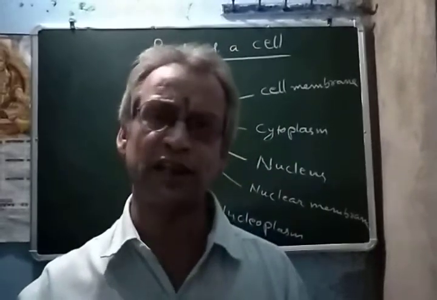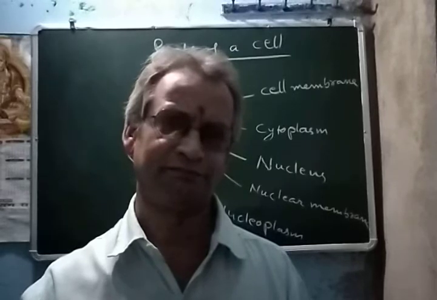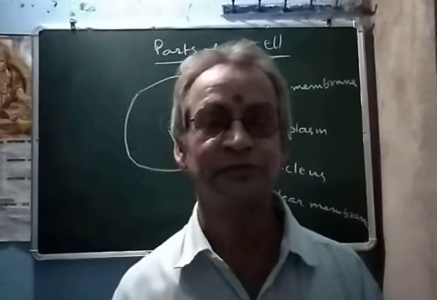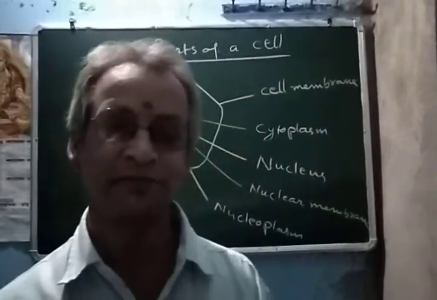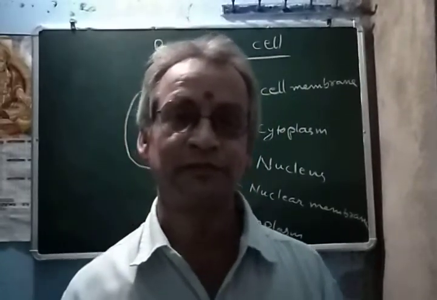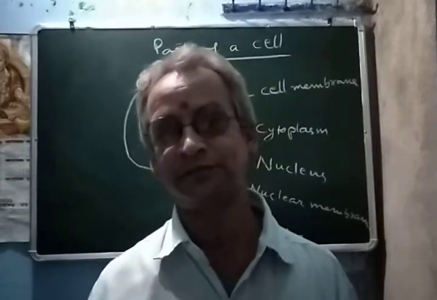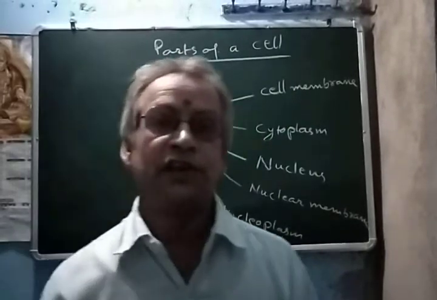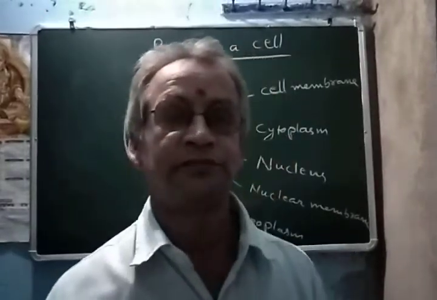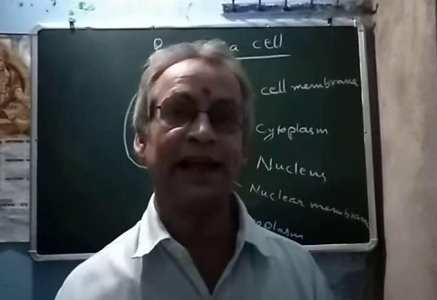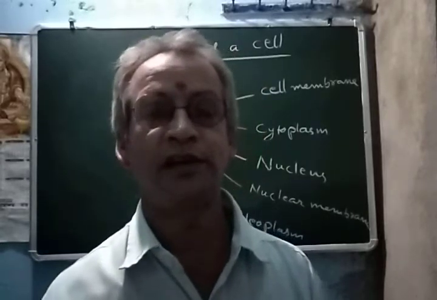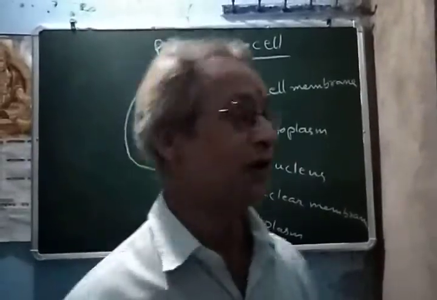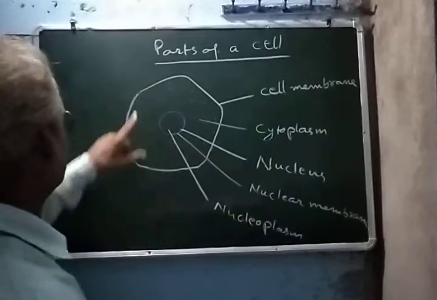In all cells, cell membrane, cytoplasm, and nucleus are present, but in plant cell there is an additional layer outside of the cell membrane.